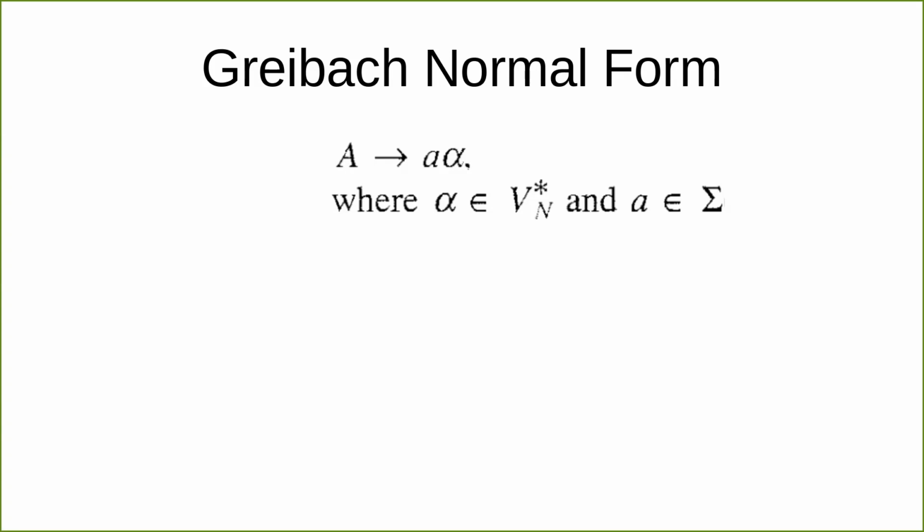So, how could we identify whether a given context-free grammar is in GNF or not? Second, if it is not, then how could we convert the grammar? So, the format of the Greibach normal form is like this.